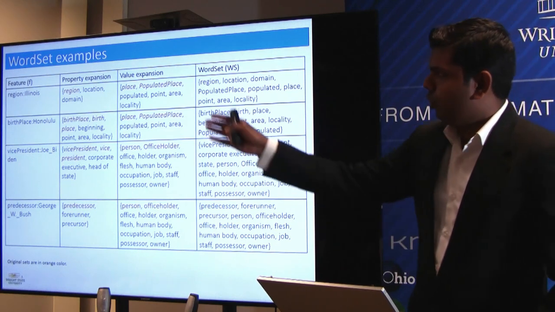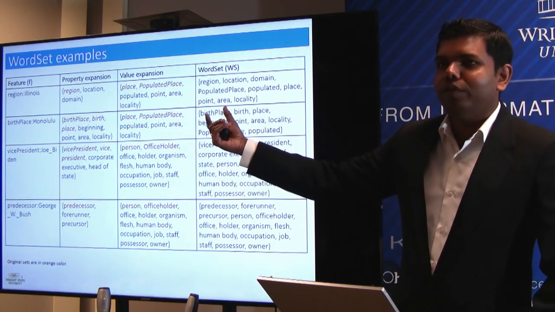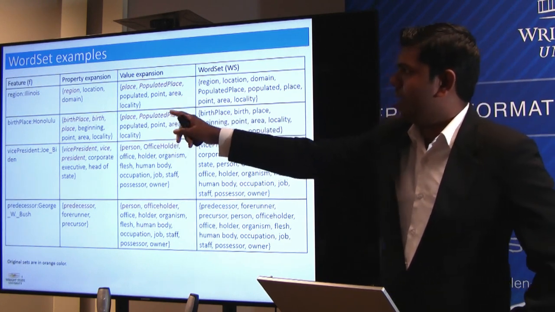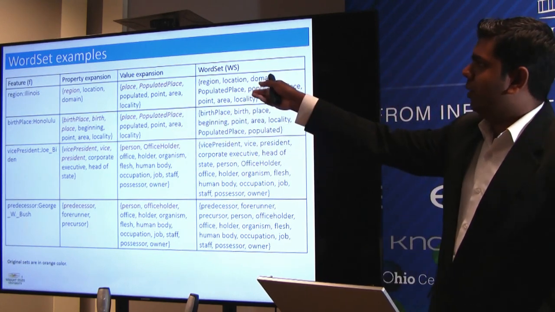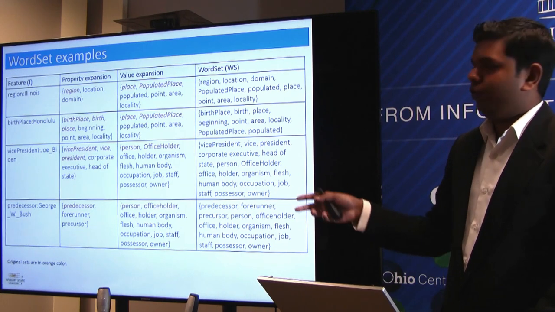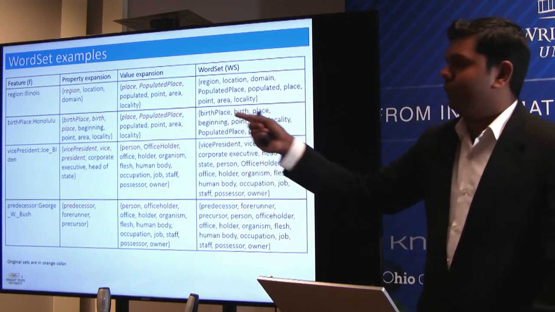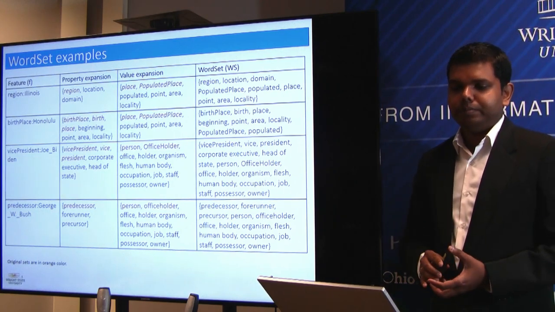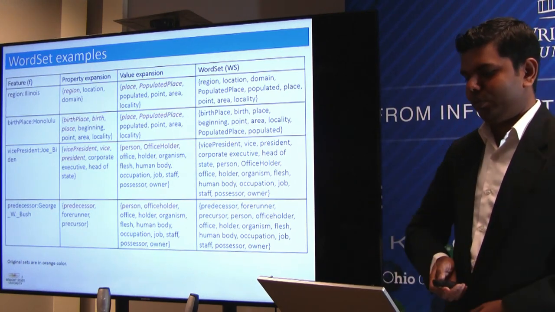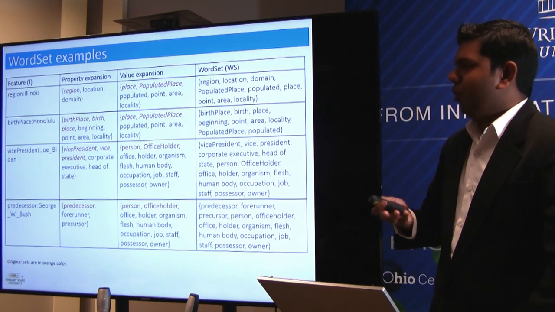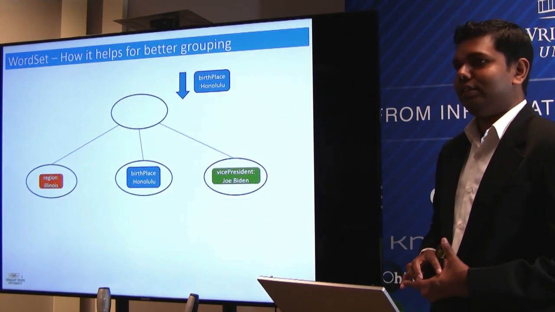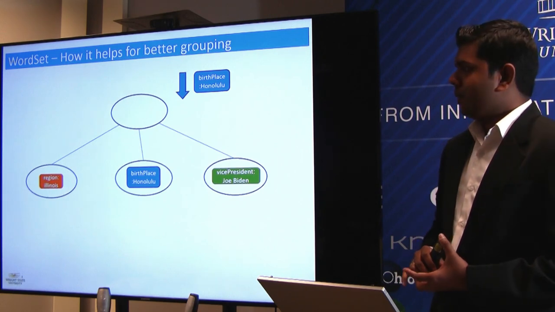We can see we always start with attribute value pairs, two attribute value pairs for features, and we expand each property and value and we end up having this word set. So it's a representation of the earlier feature to work in our algorithm, so the modified approach. So how is it going to effectively do? Let's look at an example to understand what it is effectively doing.